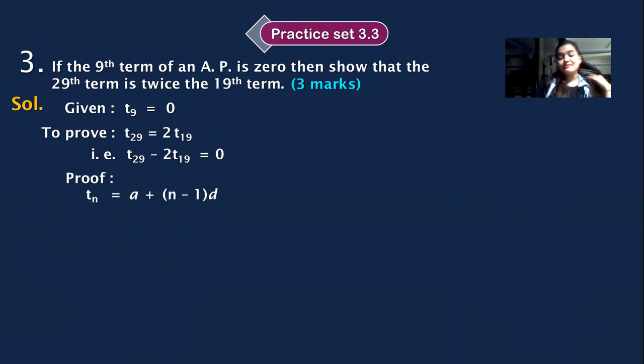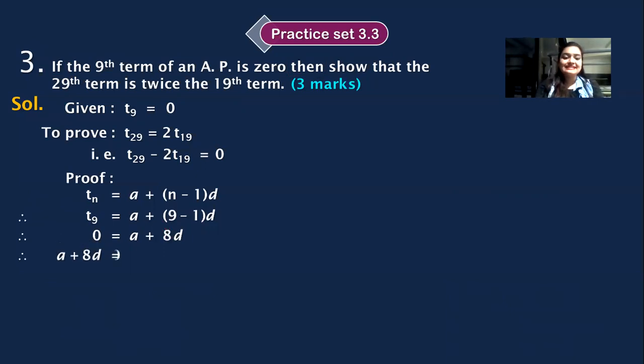Now guys, always remember, whatever is given first, you will always start with that. T9 is given first, so you will replace n by 9. T9 is equal to A plus (9 minus 1)D. T9 will be replaced by 0, since the value is given. A plus 9 minus 1 will give you 8. A plus 8D is 0. Equation number 1.